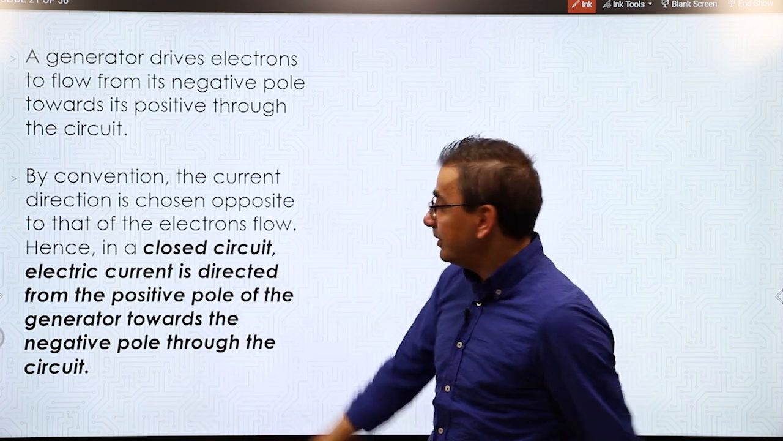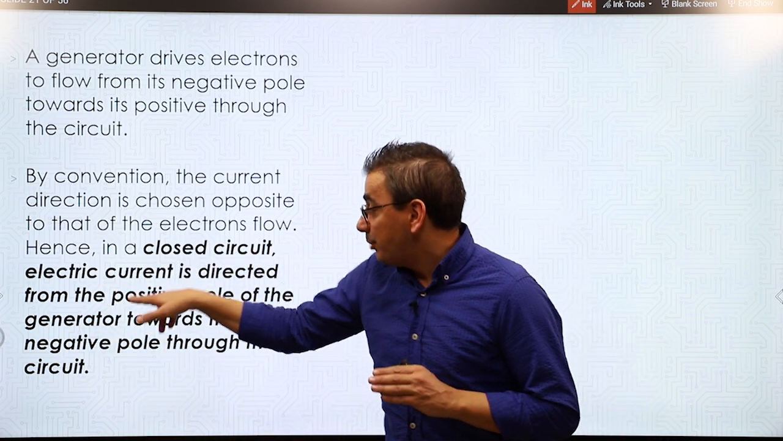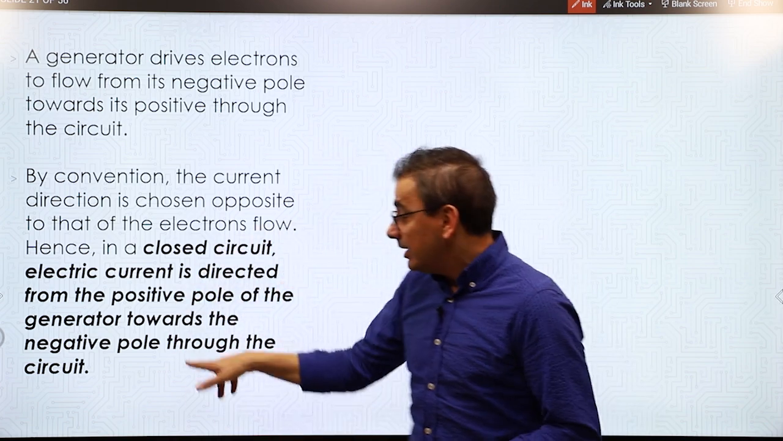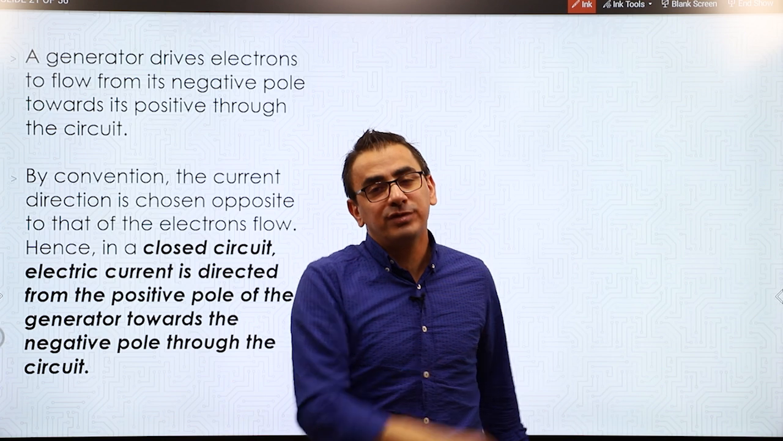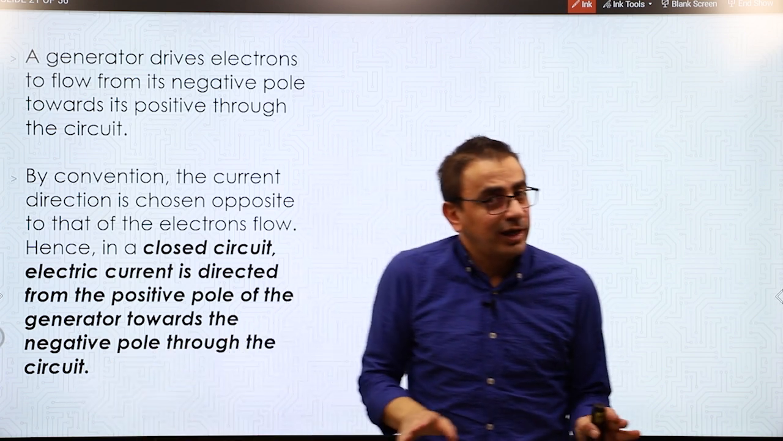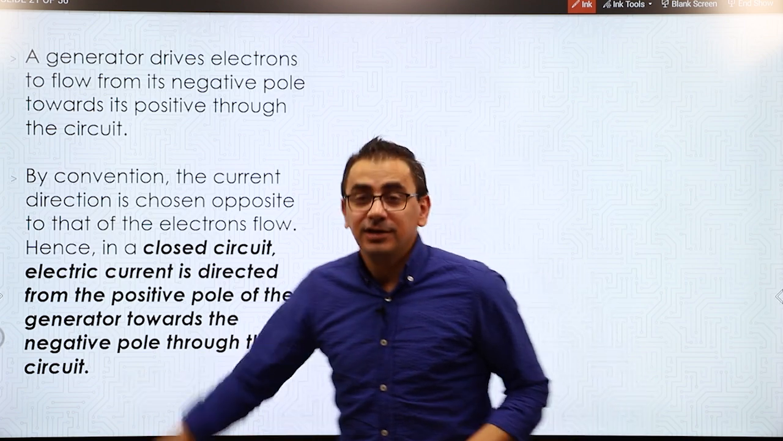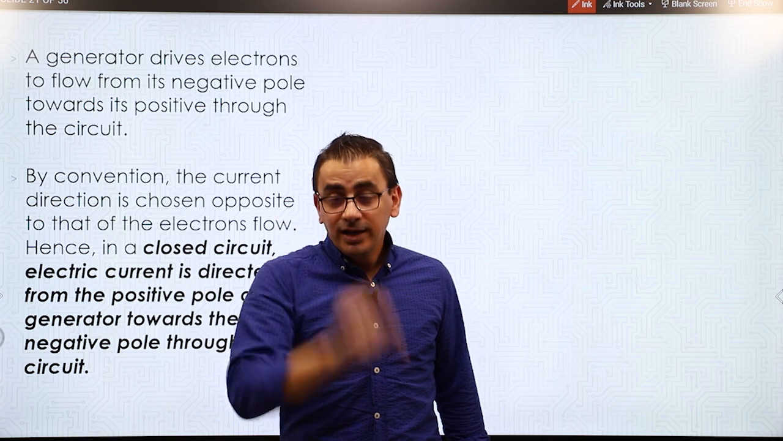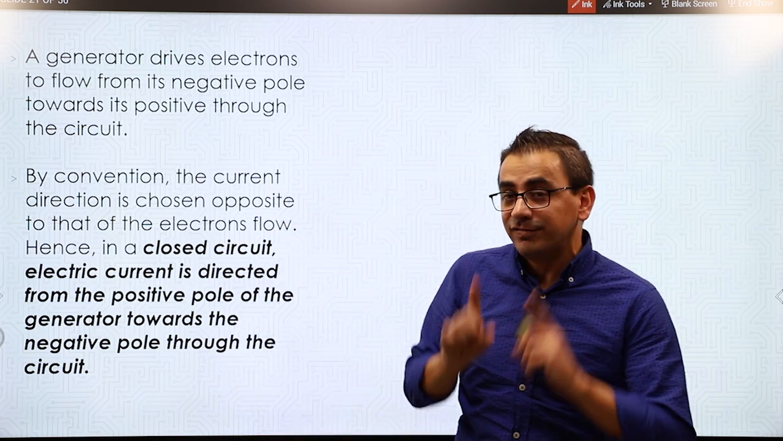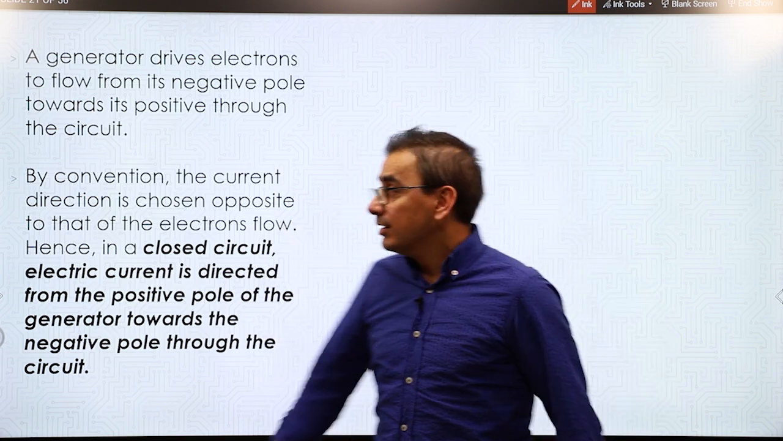The current direction is chosen opposite to the flow of electrons. So, if you want to memorize something, in a closed circuit, electric current is directed from the positive pole of the generator towards the negative pole of the generator through the circuit, not through the generator. Pay good attention to that. You might drop it right now, it's okay, but the true and accurate description is to mention it is through the circuit. So, electric current is by convention from the positive to the negative. Electrons flow from the negative to the positive. This is by experience, not only by convention.